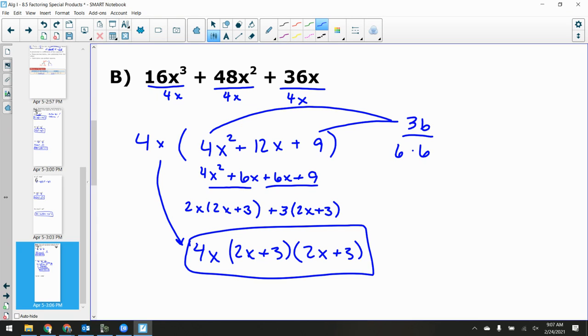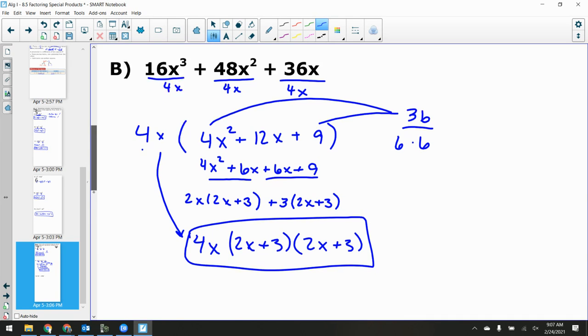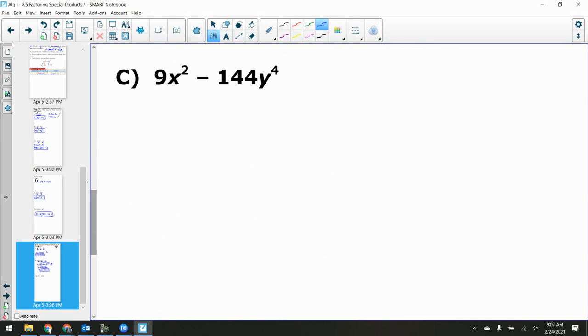But again, that ending part was like the entire back of the quiz yesterday, right? That factoring by grouping. The only new part that we're doing here is we're combining what we knew from the beginning of the chapter about factoring a GCF with what we were just doing in section 8.4. Let's take a look at our last one.